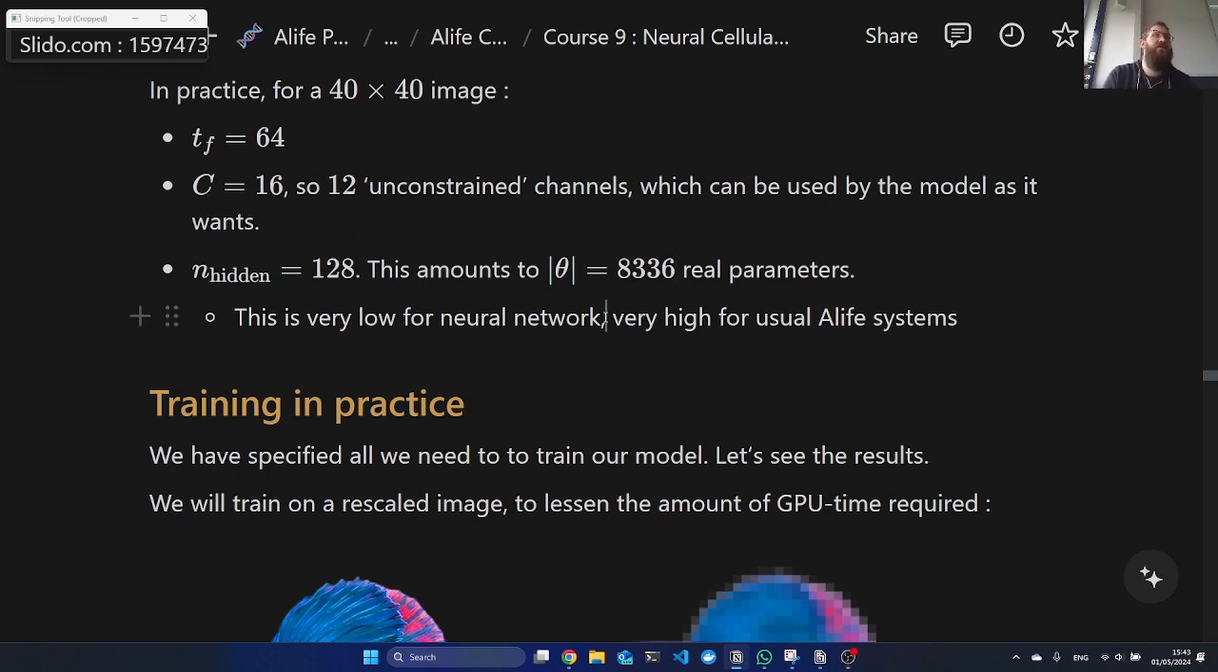So if you compare this to present-day neural networks that are used for other tasks, like, for example, language processing, it's extremely low, right? The number of parameters is usually in the millions or billions. So this is a very small number of parameters, but if you compare it to the alive system, for example, Lenia, where you have maybe 20 real parameters, it's very high. So it's kind of in the middle: very sophisticated for an alive system, but very simple for a neural network.